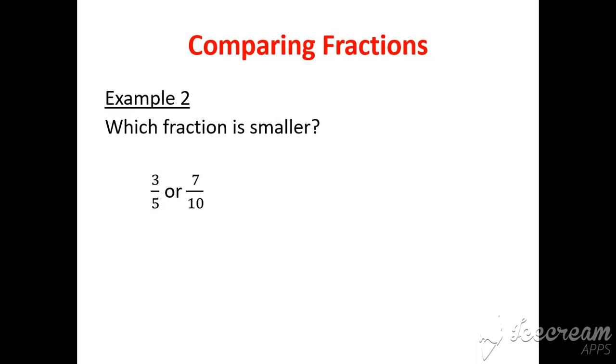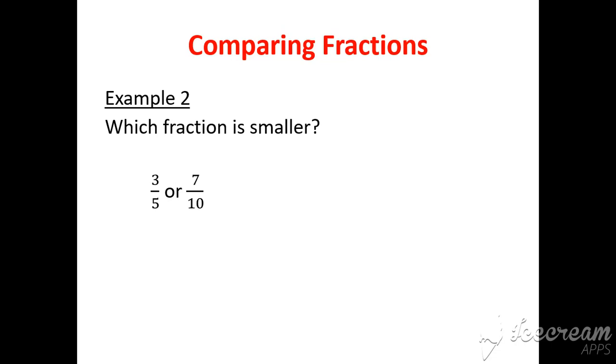All right, here's example 2. Just a little trick to learn to sometimes help speed things up. Which fraction is smaller? So we've got 3/5 or 7/10. Now I could do the same. I could take 3/5 and times everything by 10, which is the denominator of the other fraction, and I could take 7/10 and times everything by 5, which is the denominator of the other fraction.